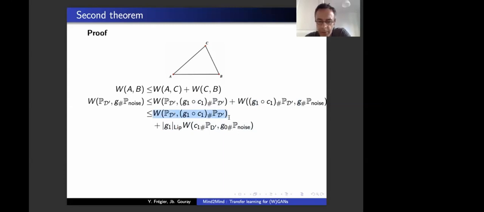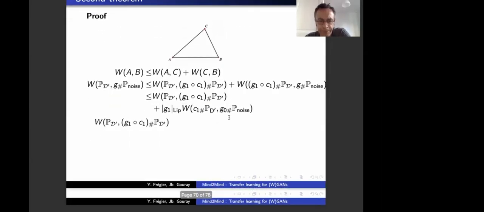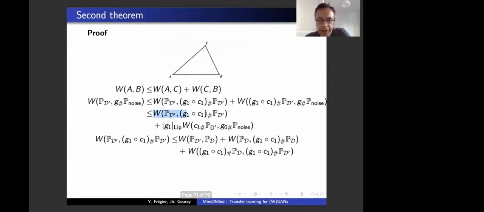So we apply once more the triangle inequality. So this term here is this term here. So we basically introduce the old distribution in the game. So we had PD, so we have PD here, and we have this term here, which is this term. So we have applied once the triangle inequality. And then we apply a second time this triangle inequality, because here it was PD prime, but here we have PD. So actually we have also added PD here. So we have applied it twice.